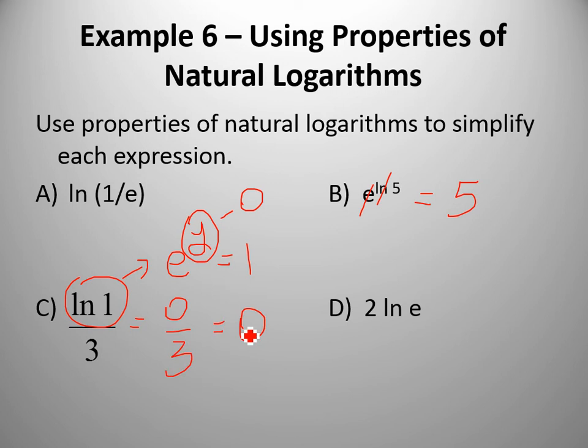And then for part D, notice once again I'm taking the natural base and the natural log and coupling them together. They're going to cancel each other out, and what I'm left with here is just a 2. So that's the answer there for part D.